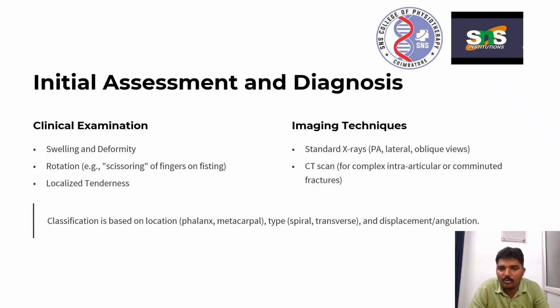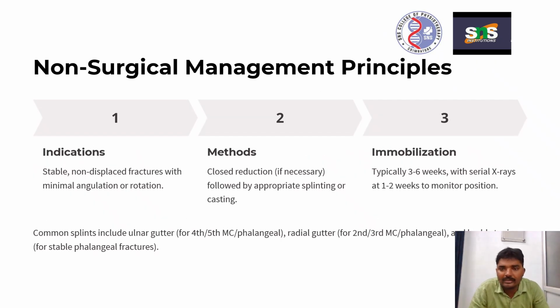Then imaging techniques mainly go for standard X-rays: posterior anterior view, lateral view, and oblique views. Then CT scan is mainly for complex, intra-articular, and comminuted fractures. Then classification is based on the location, phalanx or metacarpal, type of fracture such as spiral, and displacement or dislocation. Then we'll go for non-surgical treatment.